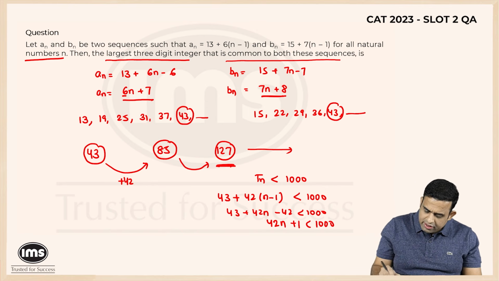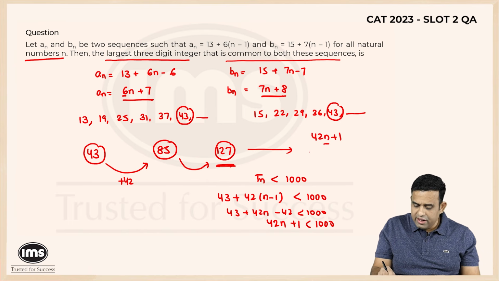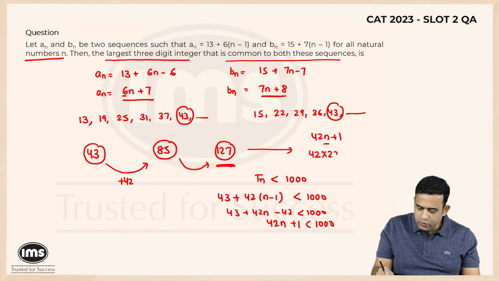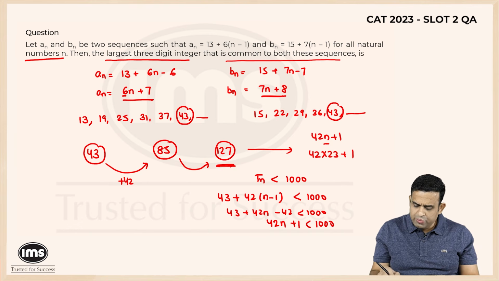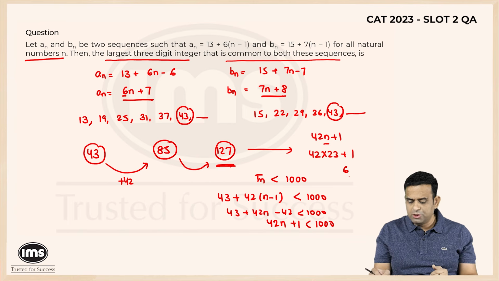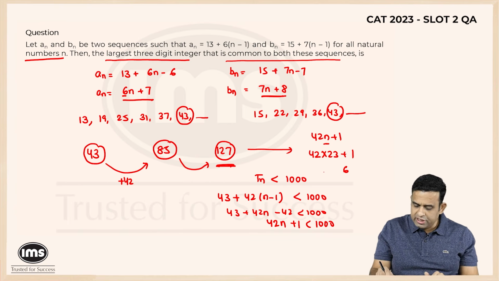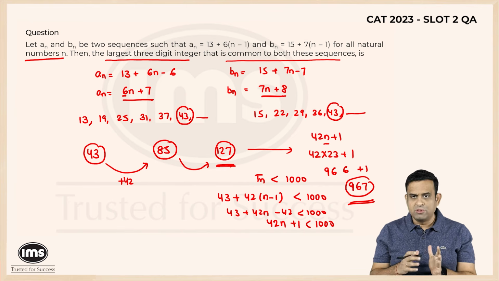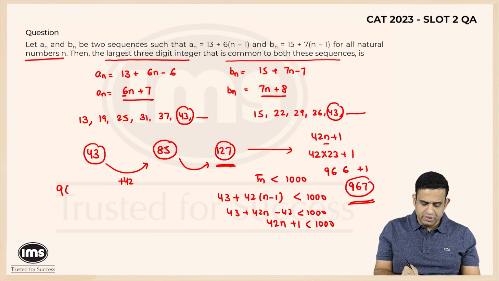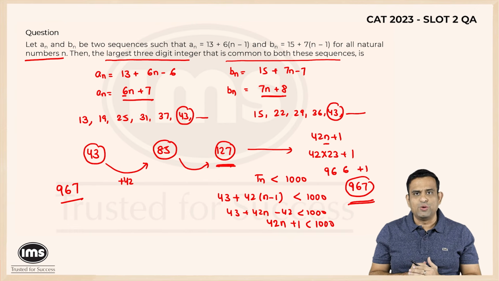So the term here comes out to be 42n plus 1. And if I put the value of n as 23, so 42 into 23 plus 1. 42 into 3 happens to be 126, 6 carry 12. 42 into 2 happens to be 84, 84 plus 12 becomes 96, so 966, plus 1 becomes 967. So the largest three-digit number which happens to be common to both the sequences is 967, and hence the answer for this particular question would be 967.